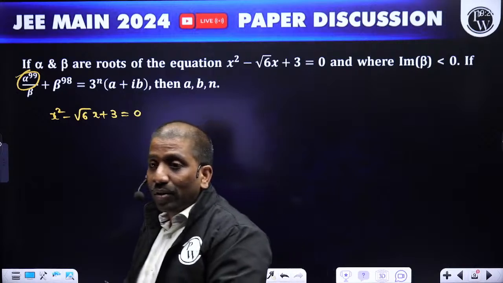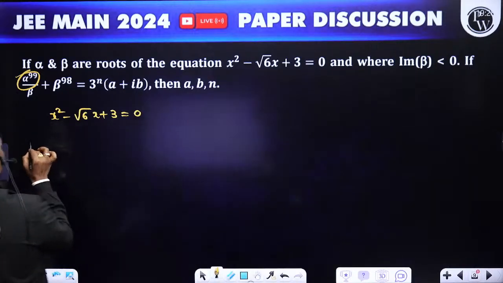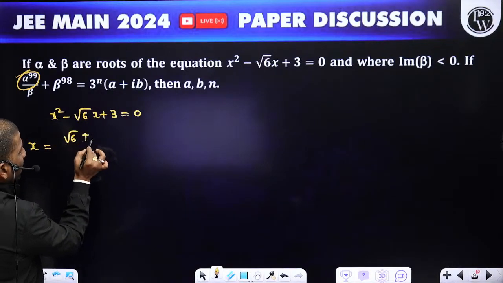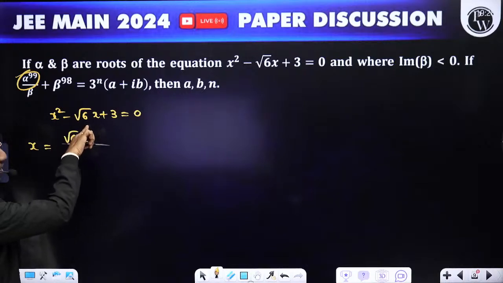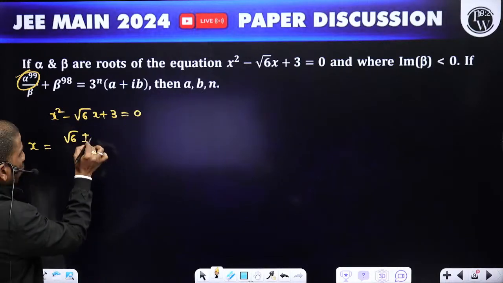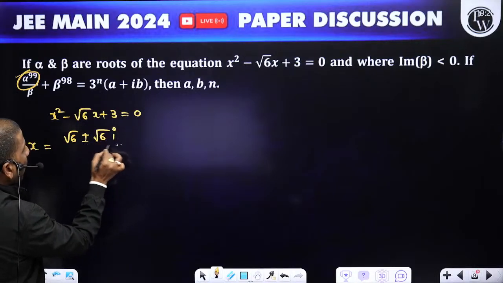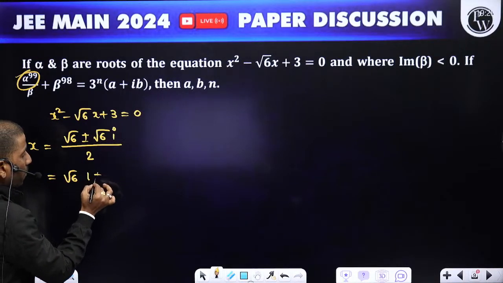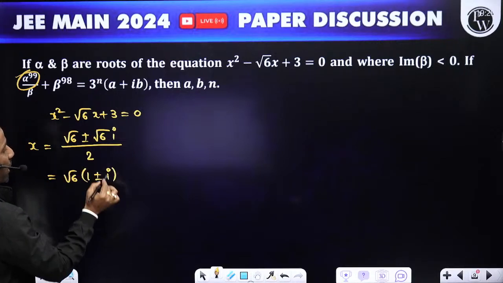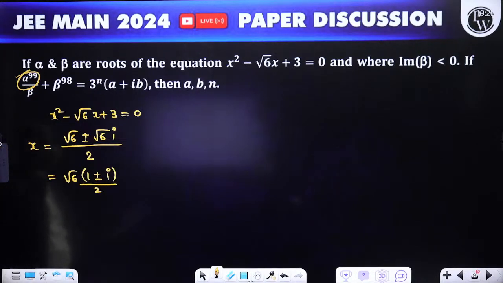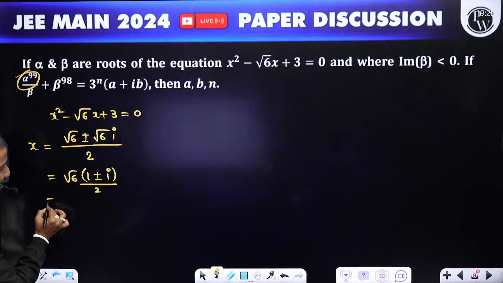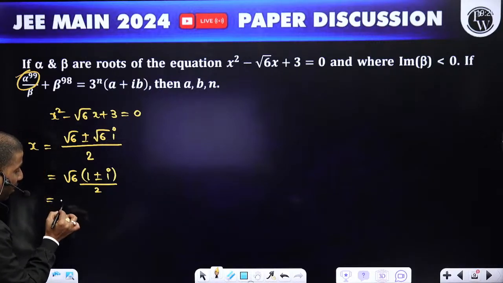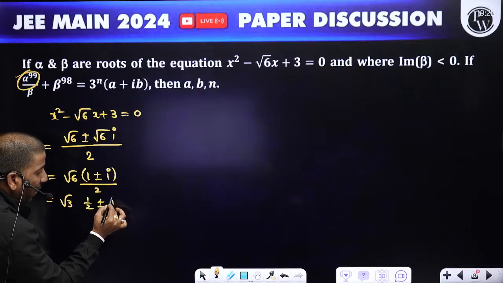Right? Very good. Now, let us check the values here. x is equal to minus b plus or minus under root b square minus 4ac by 2a. b square minus 4ac is 6 minus 12, so root 6 times i by 2a. That means root 6 times 1 plus or minus i by 2. We can cancel out a root 2, since root 6 is root 2 times root 3. So I can write root 3 times (1 by 2 plus or minus i by 2).